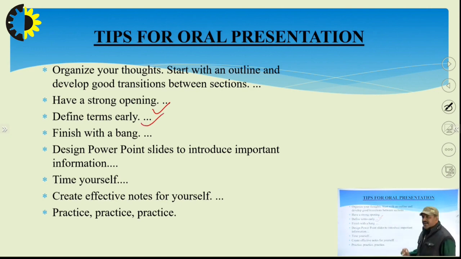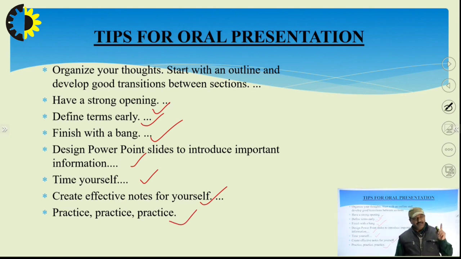Define terms early. Finish with a bang. Design PowerPoint slides to introduce important information. Time yourself. Create effective notes for yourself. Practice, practice, practice before you go for any sort of presentation. It is very, very necessary for everyone.